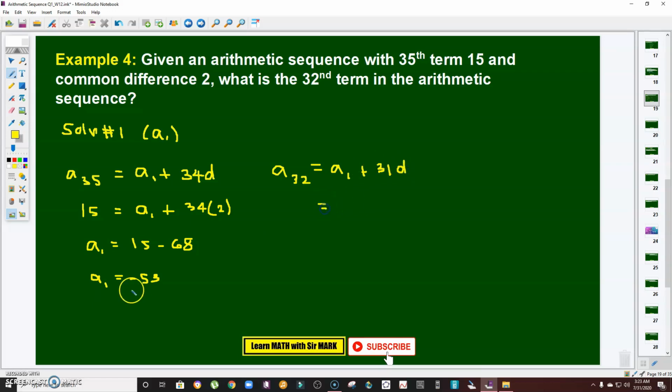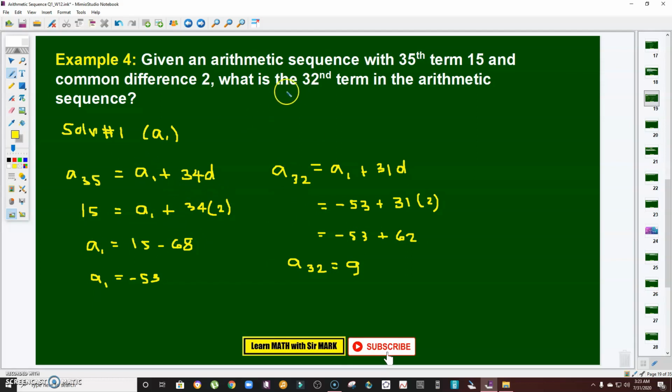Okay? And since meron ka ng value ng first term, which is negative 53, all you have to do, i-add mo lang yan sa product ni 31 at ng common difference, which is 2. And we know 31 times 2 is 62. So therefore, 32nd term natin is equal to 9.